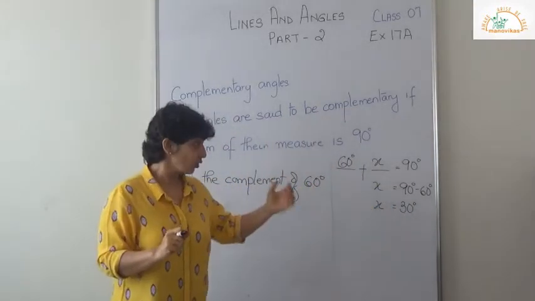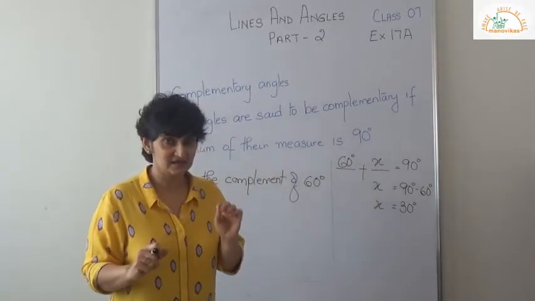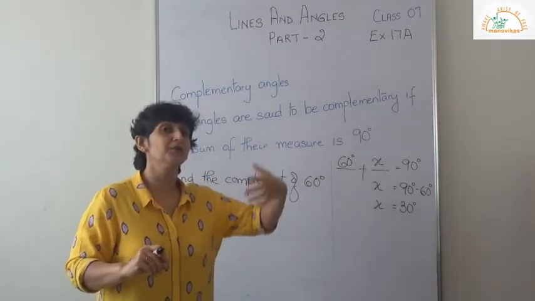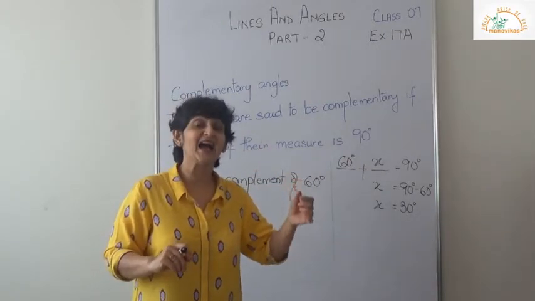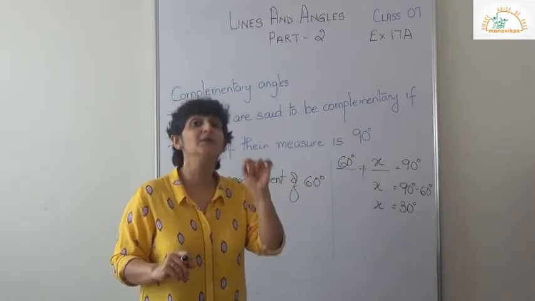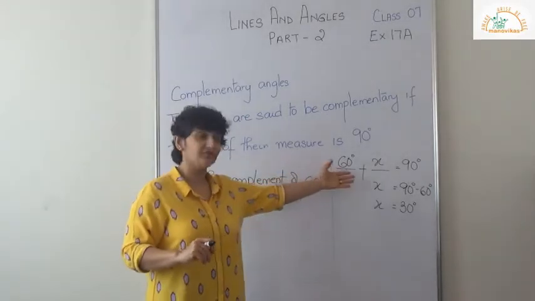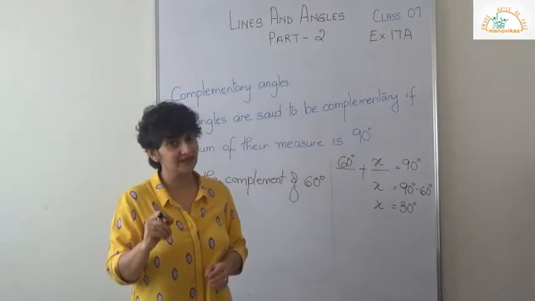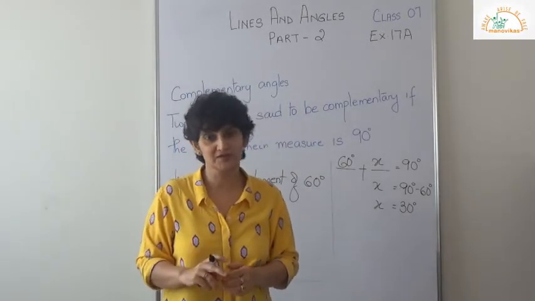Is that clear? So with this I understand that whenever they ask you to find the complement of another angle, I have to subtract it from 90. We don't have to do this always. All you need to do is subtract from 90. Let us work out a few sums.